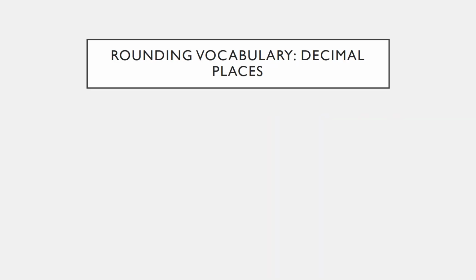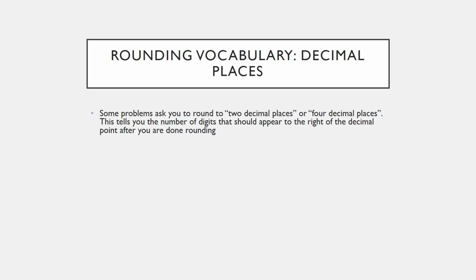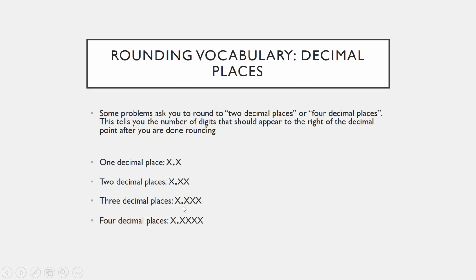Rounding vocabulary, decimal places. Some problems will ask you to round to 2 decimal places or 4 decimal places. This tells you the number of digits that should appear to the right of the decimal point after you are done rounding. So if the problem asks you to round to 1 decimal place, that means that you're going to have only 1 digit to the right of the decimal point. If the problem asks you to round to 2 decimal places, that means you are going to have 2 digits to the right of the decimal point. If the problem asks you to round to 3 decimal places, you would have 3 digits after the decimal point. And if it asks you to round to 4 decimal places, that would mean that you would have 4 digits to the right of the decimal point.